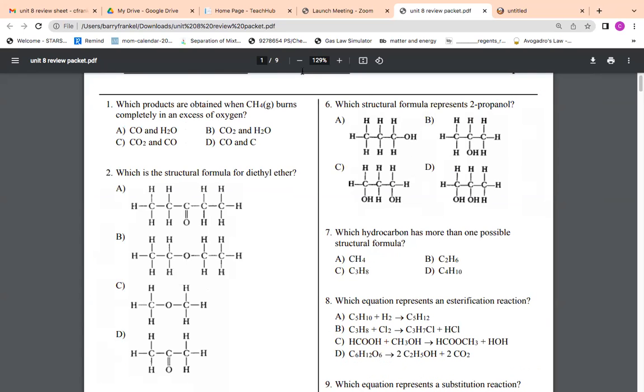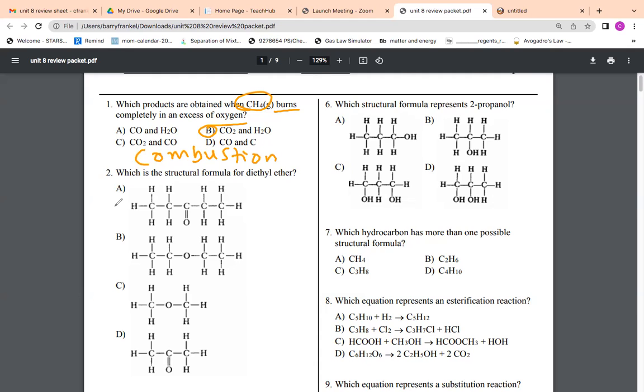So number one, which products are obtained when CH4, which is methane, burns completely in an excess of oxygen? So they're giving you an organic molecule. They're saying that it's burning in oxygen, and there's also plenty of it. So what this means is that it's actually complete combustion. We actually saw this in the lab. This is when you get that nice blue flame with the double flame, type C flame. And so this is describing combustion. You have two products when you have complete combustion: carbon dioxide and water. So we're going to want to go with choice B.